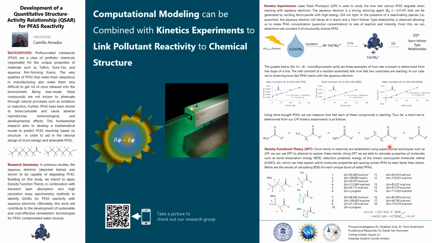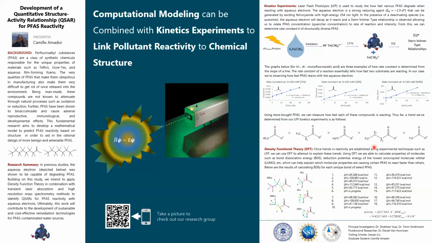And once we know how fast these compounds are reacting compared to each other through these trends, like this one right here, we can use DFT to calculate properties of these molecules and use statistical analysis to further examine which properties are best at dictating its activity. So just a few properties we're interested in calculating are bond dissociation energy, energy of the lowest unoccupied molecular orbital, reduction potential, dipole moment, and things like that.